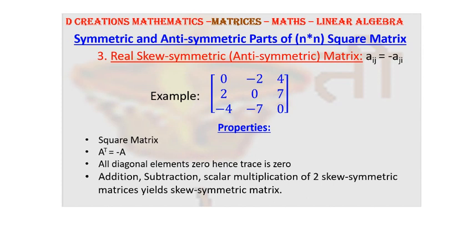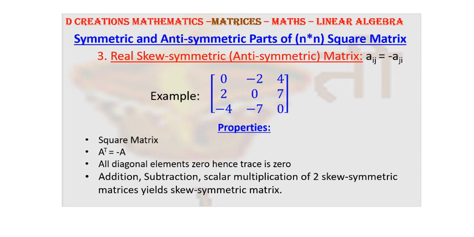This is the condition. So if you see here, 0, minus 2, 4 is the first row. Now, diagonal elements will have to be 0 if this condition is to be satisfied. So that is a given. Now, if you look at the element in the first row, second column, which is minus 2.